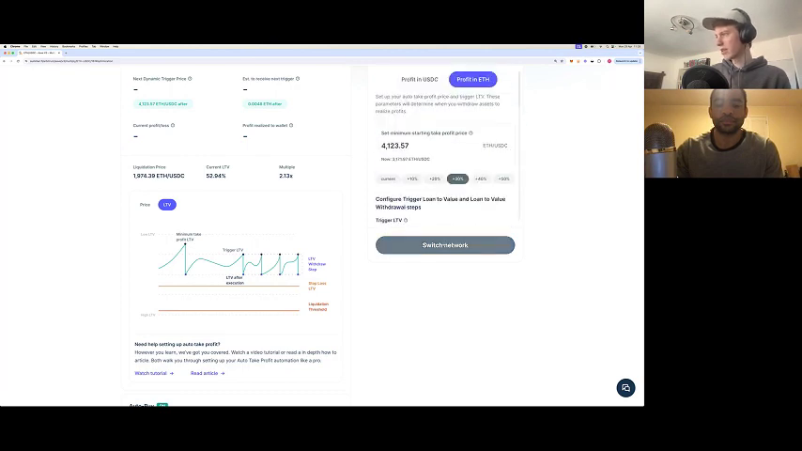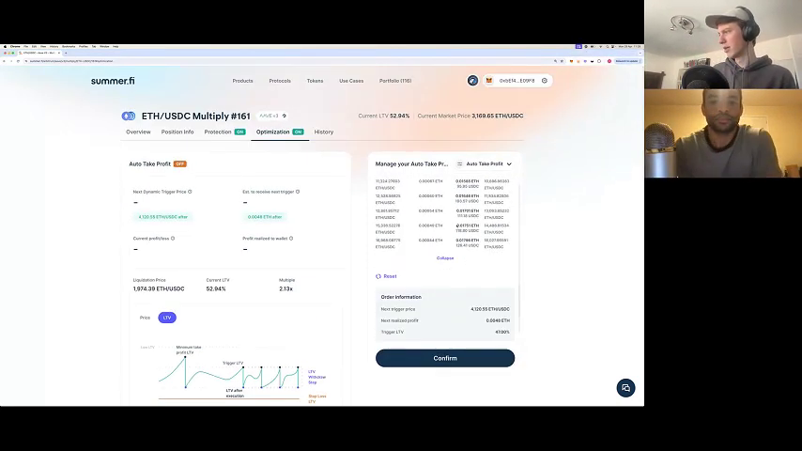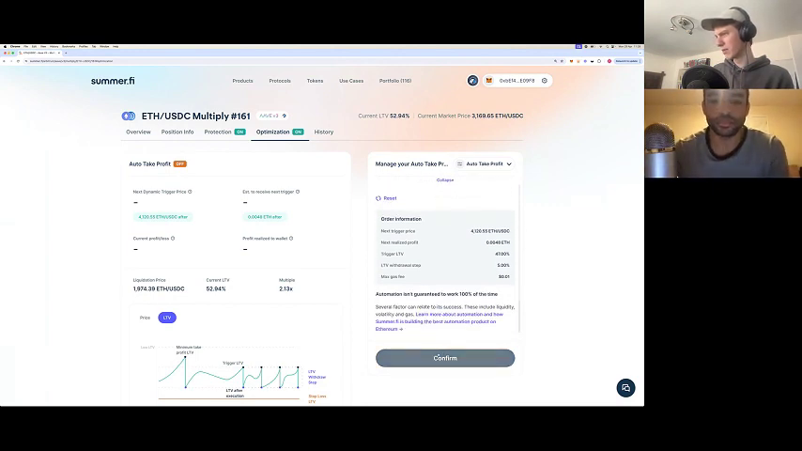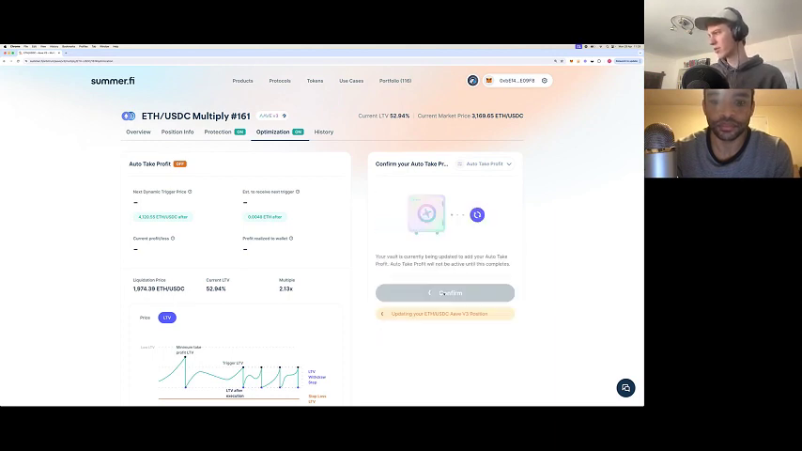So let's set it up. I need to switch the network to the right network, because I wasn't on Arbitrum. But now I can just set it up. In the order we show your next price, the next realized profit, the trigger LTV, the LTV withdrawal step, and the max gas fee of this transaction, which is 1 cent because we're on Arbitrum, and Arbitrum is great for these kinds of positions. So let's execute that one.